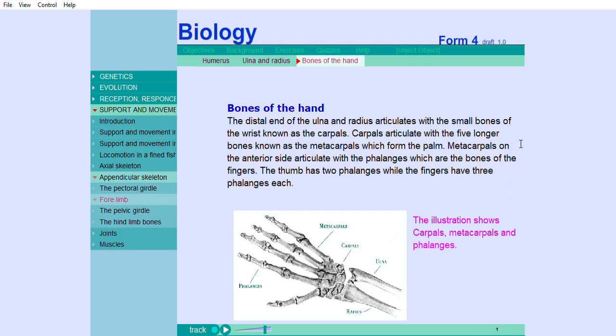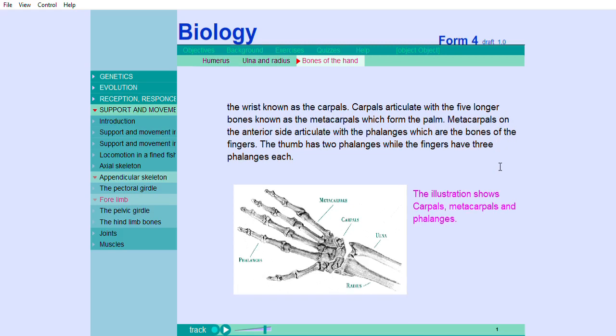Bones of the hand. The distal end of the ulna and radius articulates with small bones of the wrist known as the carpals. The carpals articulate with the five longer bones known as the metacarpals, which form the palm. Metacarpals on the anterior side articulate with the phalanges, which are the bones of the fingers. The thumb has two phalanges, while the fingers have three phalanges each. The illustration shows carpals, metacarpals, and phalanges.